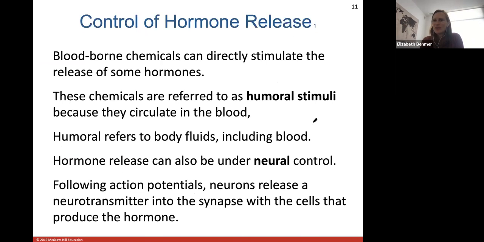In order to control hormone release, the blood-borne chemicals can directly stimulate a release of a specific type of hormone. And these chemicals are referred to as humoral stimuli because they circulate in the blood. Humoral refers to body fluids, including blood, and hormone release can also be under neural control, meaning that your nervous system has a say in when these hormones are released. So for example, following an action potential, a neuron, a nerve cell, can release a neurotransmitter into a synapse that's connected to a cell that can produce a specific hormone.